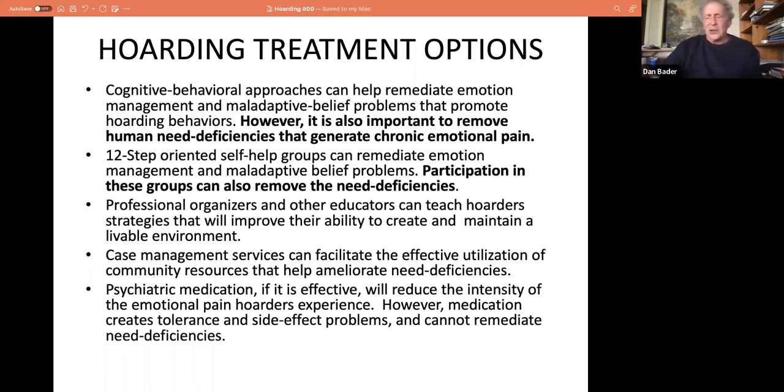And someone can argue, well, if you take the medication, maybe then you'll be able to do something about the need deficiencies, perhaps. But you first have to understand what these need deficiencies really are. And they're hardwired on an unconscious level.